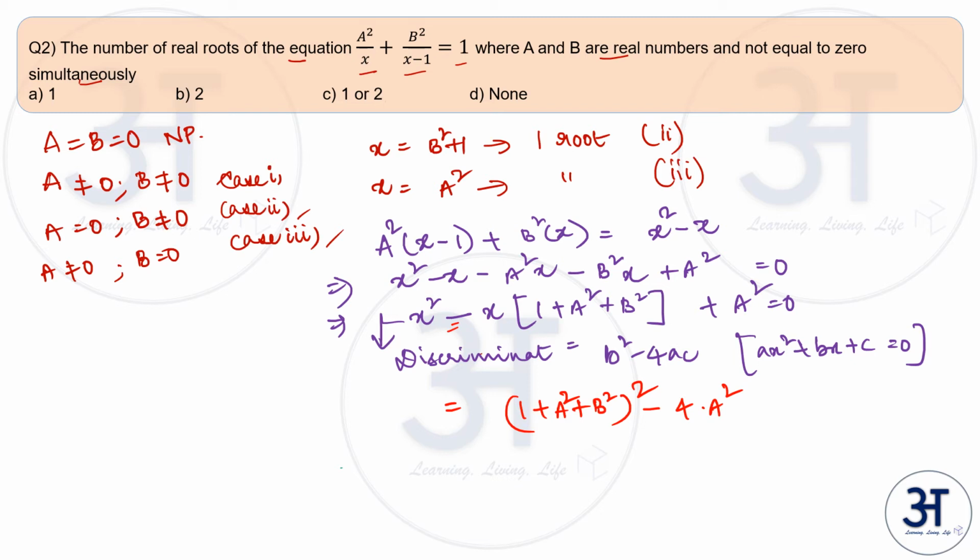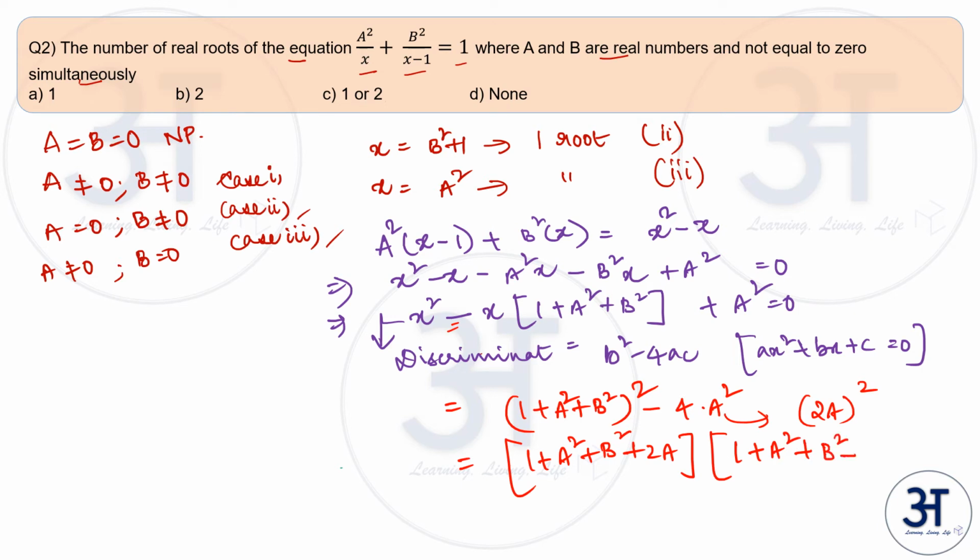So this is of the form a square minus b square. So this can be written as 2a whole square. So that gives 1 plus a square plus b square plus 2a, and into 1 plus a square plus b square minus 2a. Now this is anyways positive because a square is positive, b square is positive, and plus 2a, right?